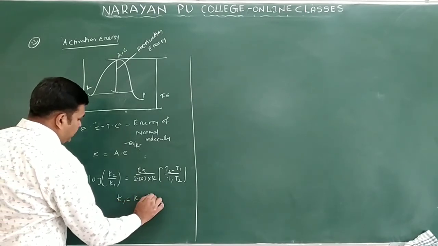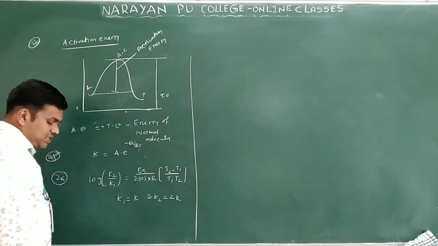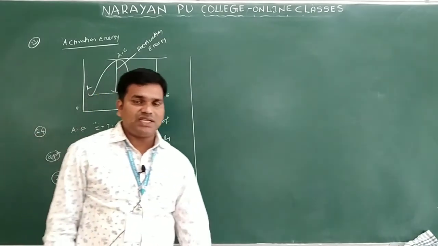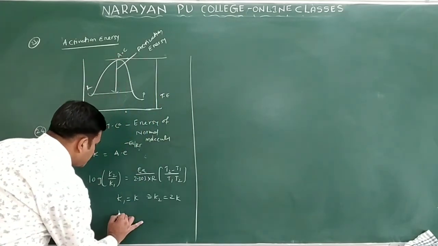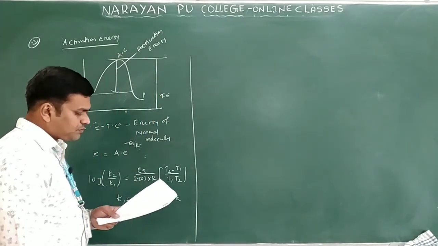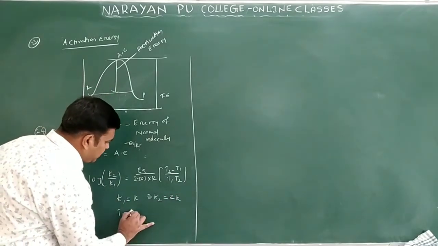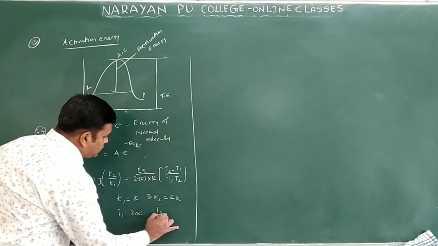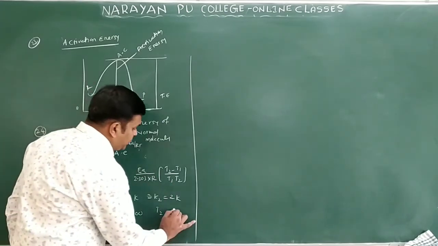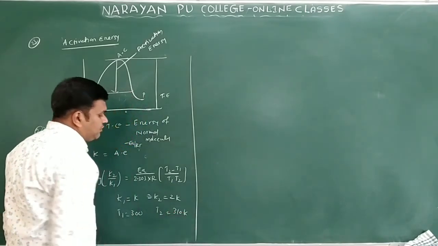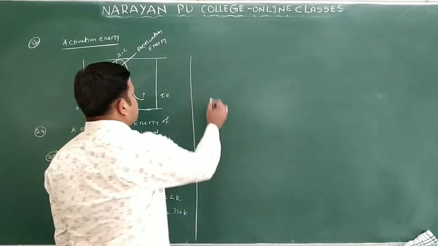The rate constant becomes double. If K1 is K, then K2 is 2K, because as the temperature increases, the rate constant becomes double. T1 is given as 27 plus 273, that is 300 Kelvin. T2 is 37 plus 273, that is 310 Kelvin. The R value is 8.314. Let us substitute the values.